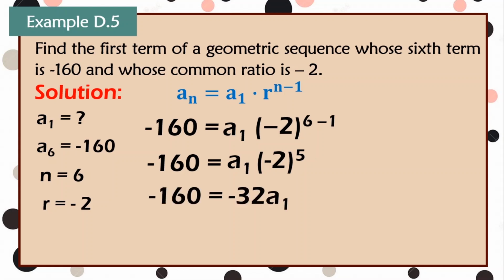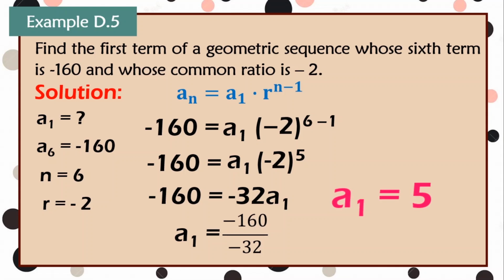So, negative 32 times a sub 1 is negative 32 a sub 1. So, to solve for a sub 1, divide both sides by negative 32 using the multiplication property of equality. So, negative 160 divided by negative 32 is positive 5. So, that is our first term.